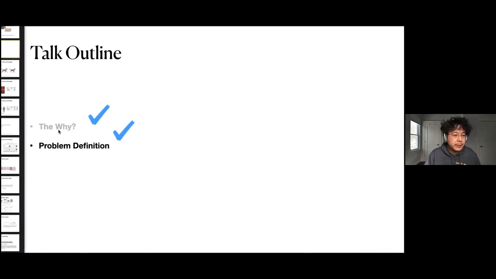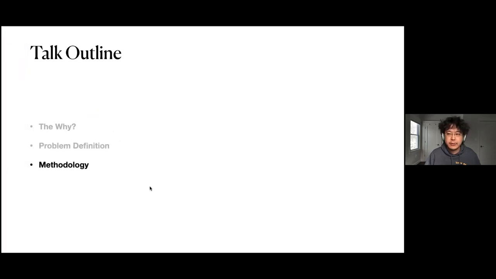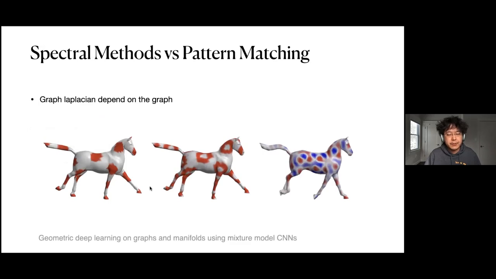Okay, so we talked about the problem we're trying to solve. What are the solutions people have come up with so far? There's this big division between spectral methods versus pattern matching. You can think of spectral methods as working in the spectral domain, whereas pattern matching works in the space domain. And in between is wavelets, which make an uncertainty trade-off between how precisely you measure the spectrum of a signal versus its spatial localization.